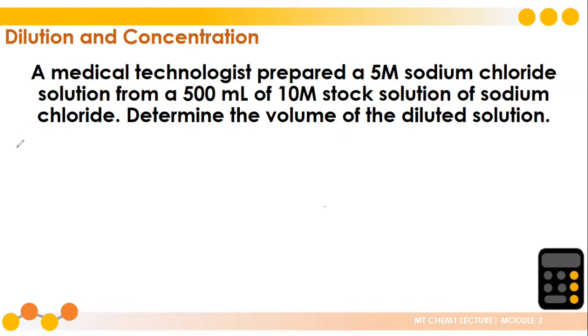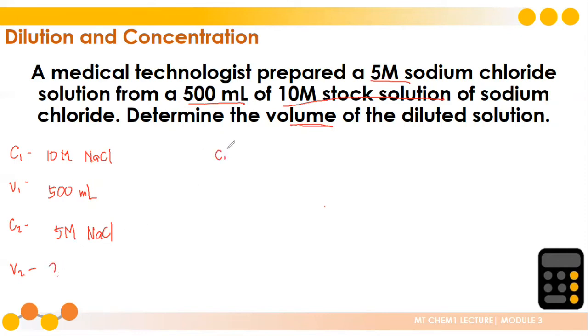For our first step, we have to identify first and analyze our given problem for us to easily identify what are the given. So let's identify which are the C1, V1, C2, and V2 with our problem. For our first given, for C1 or the stock solution, we have here 10 moles of the stock solution of NaCl. For the volume of the stock solution, we have 500 ml. For the concentration of our diluted solution, we have 5 moles of sodium chloride. And then we are looking for the volume of the diluted solution. So this is what we're looking for.